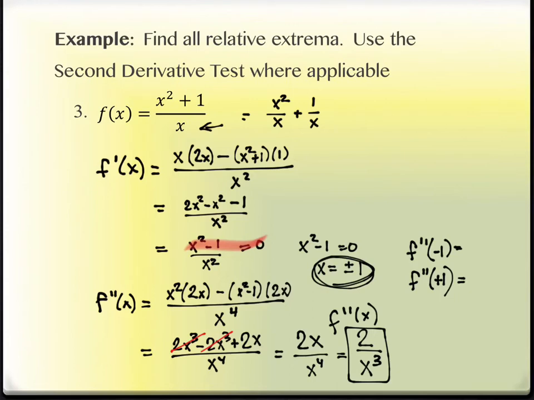I don't think I need to put it in my calculator, so I'm not going to. What happens when I put in negative 1, since I listed it first, into 2 over x cubed? It's negative.